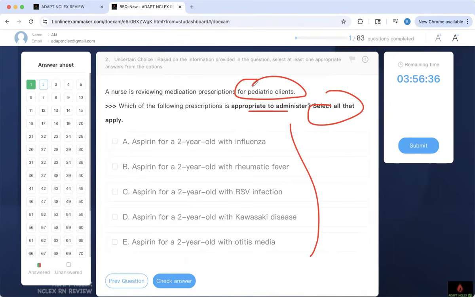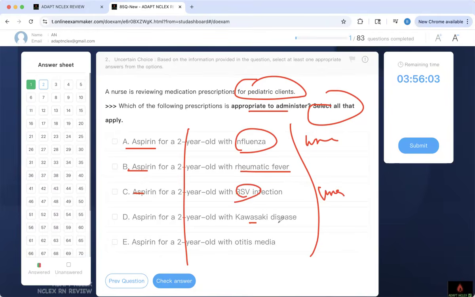The next step is reviewing the pediatric client. Okay, aspirin. All of them are taking aspirin. All of them are 2 years old. Therefore, what is the problem? Influenza is a viral infection. Rheumatic fever is not a viral infection anymore. It's not an acute condition. The acute condition is already resolved. Now you're having the autoimmune response associated with the disease process. Your body is fighting against the infection that you had, right? This is RSV, a viral infection. Kawasaki can also be a viral infection. But what is the problem? Otitis media can be viral or bacterial, but most of them are bacterial infections.